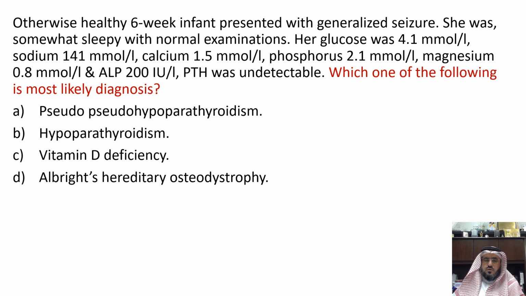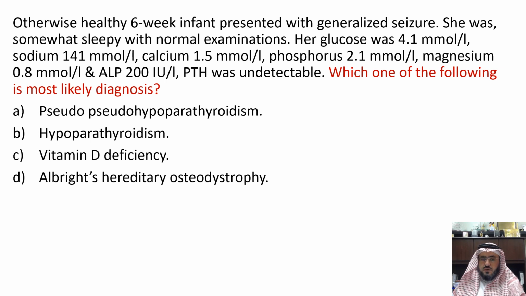Otherwise healthy 6-week-old infant presented with generalized seizure. She was somewhat sleepy, but the examination was normal. Her glucose was normal. Sodium was normal, calcium was very low, 1.5. So the cause of seizure here is low calcium. And phosphate is high. So here we have low calcium and high phosphate.